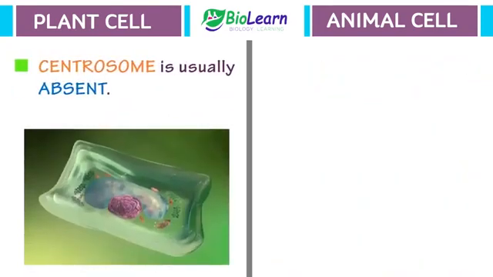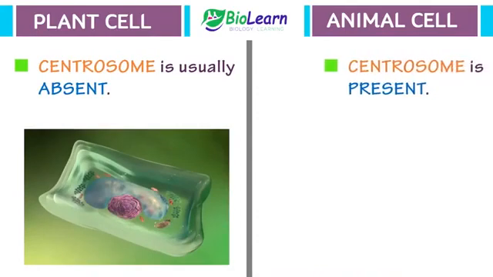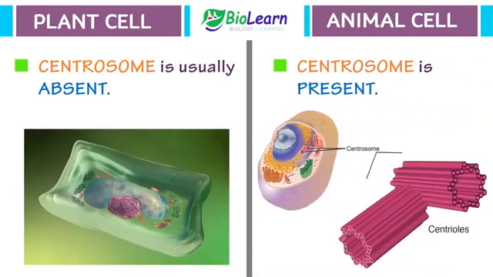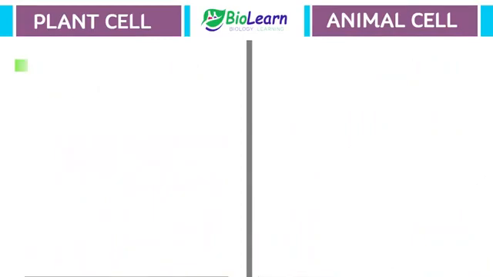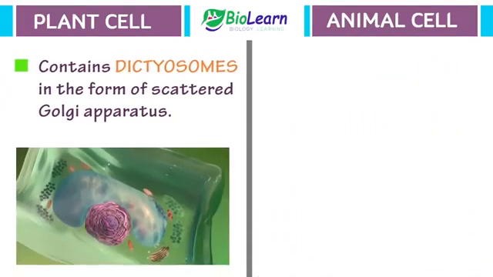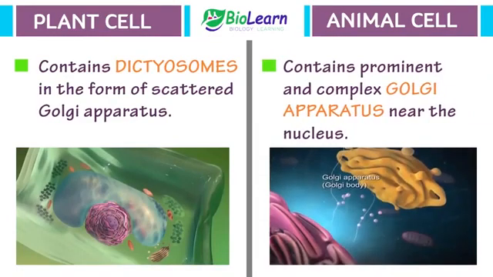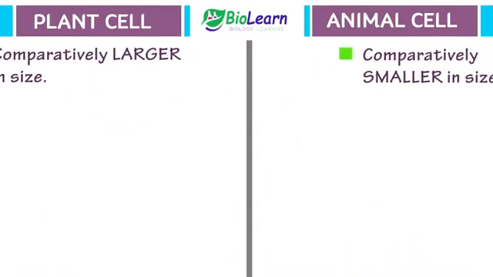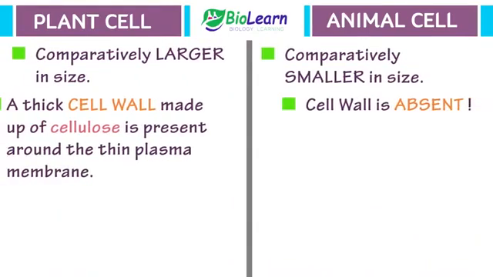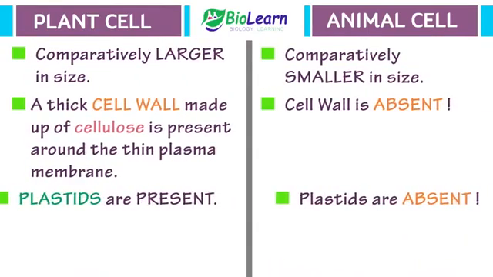Centrosome is usually absent in plant cells, whereas centrosome is present in animal cells. Golgi apparatus is present in the form of scattered dictyosomes in plant cells, whereas animal cells have a prominent and highly complex Golgi apparatus near the nucleus. Let us have an on-screen summary of all the differences between plant cell and animal cell.